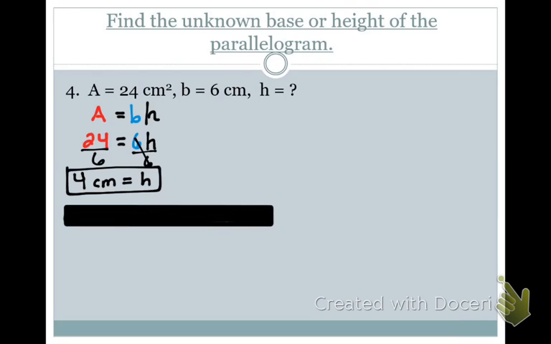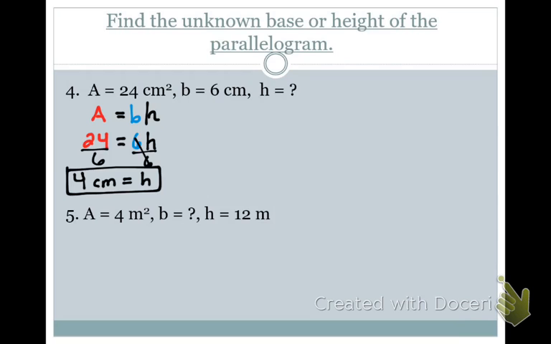All right, I want you to do this next one, problem number 5, on your own. See if you can find this time what the base would be. All right, let's talk this through. Am I finding and working with the formula for area or perimeter? Area, because it says area right here, I know that I'm going to be working with the area. So what's my formula, everyone? Area equals base times height.